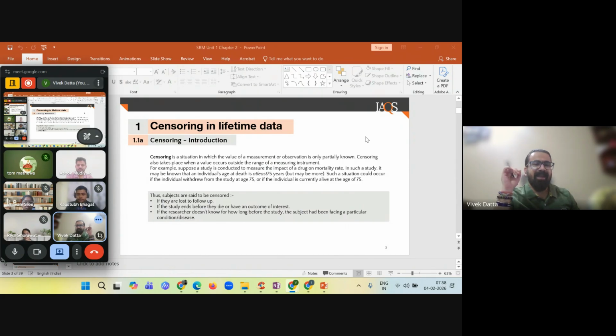And the third point is, if the researcher doesn't know for how long before the study the subject had been facing a particular condition or disease, this is an example of left censoring. Left censoring occurs very rarely. But at the same time, as a result of left censoring, we may not include the person in the study. So it isn't censoring at all. So it's debatable. What do I mean by that?